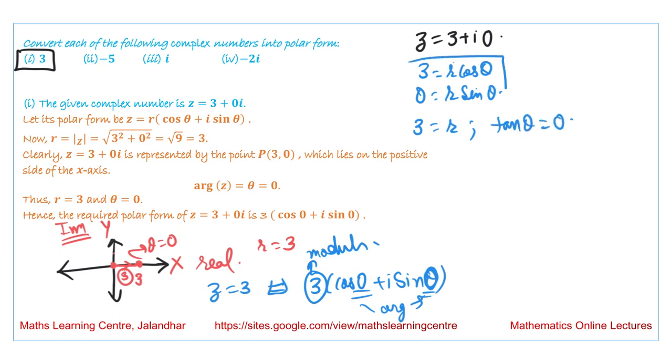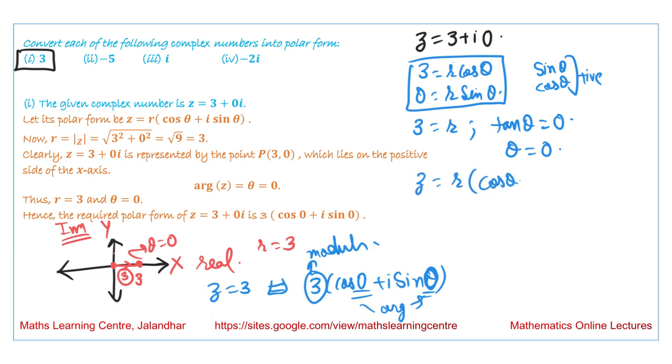Both the values of sin and cos are positive. Sin theta, cos theta, both are positive. So the value of theta we will have is equal to 0. So we are writing the polar form we have, that is z is equal to r cos theta plus iota sin theta. So z is equal to 3 into cos 0 plus iota sin 0.